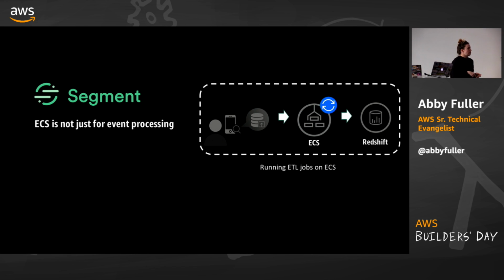ECS isn't just for event processing, though. They also run something called ETL jobs through ECS. ETL: extract, transform, and load. They pull data from customer sources like an app or their integration, funnel it through ECS in a series of really short-running jobs, and then dump the results to Redshift.